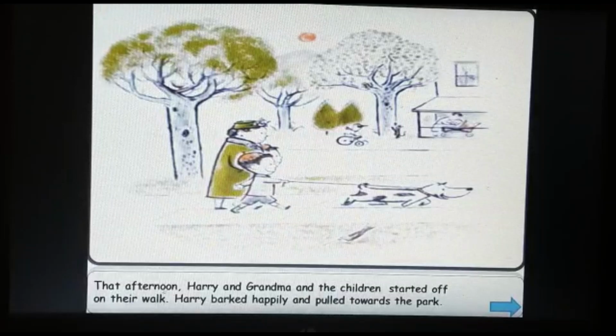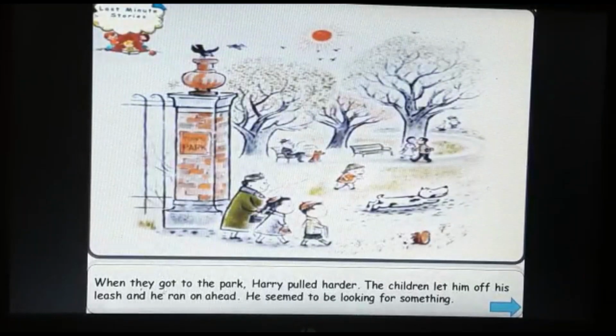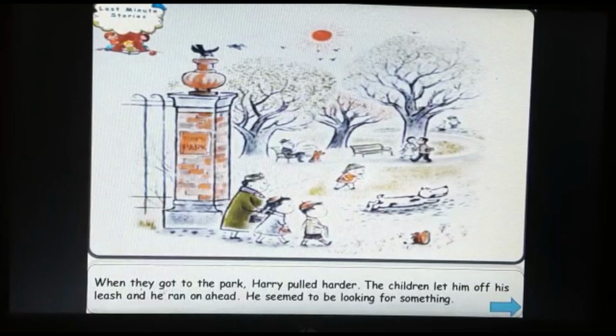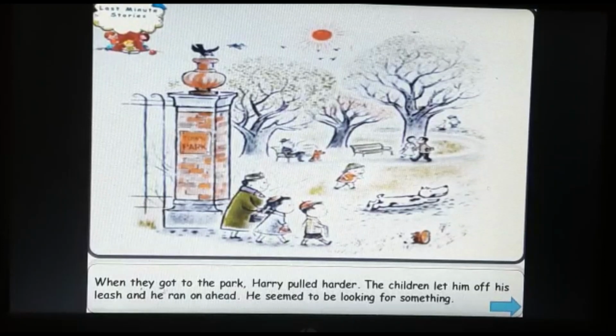That afternoon, Harry and grandma and the children started off on their walk. Harry barked happily and pulled towards the park. He wanted to go to the park. He was so excited to go. When they got to the park, Harry pulled harder. The children let him off his leash and he ran on ahead. He seemed to be looking for something.